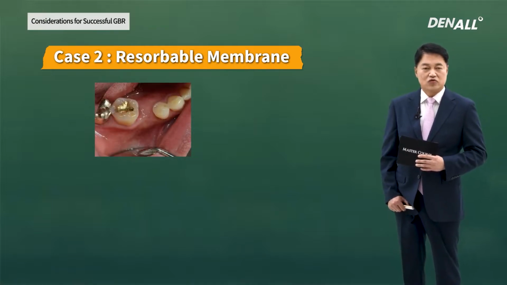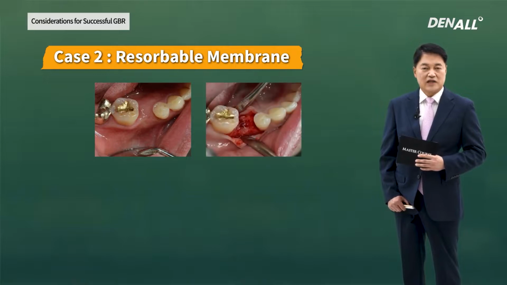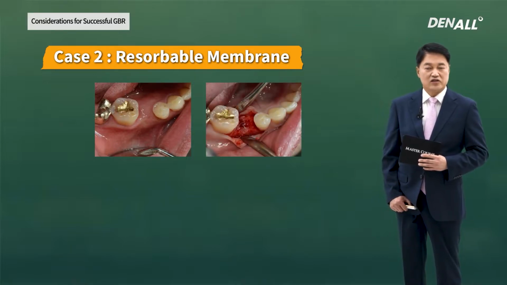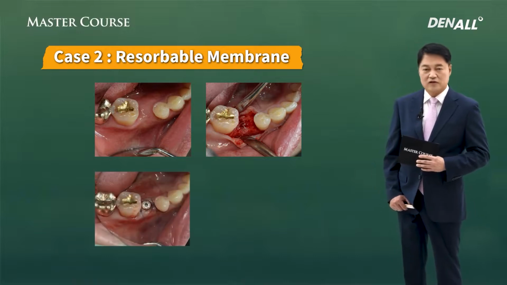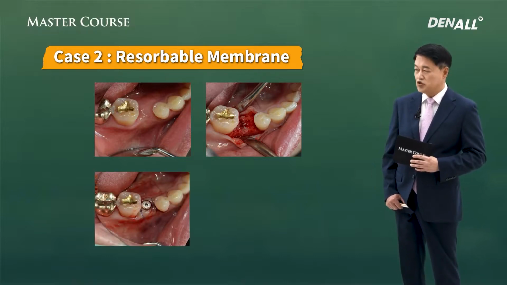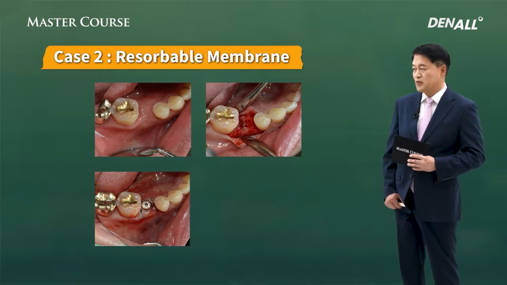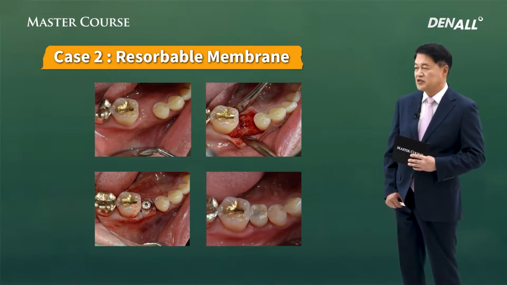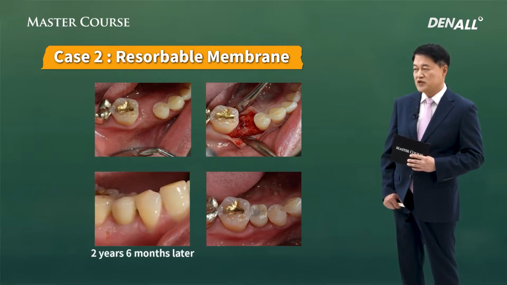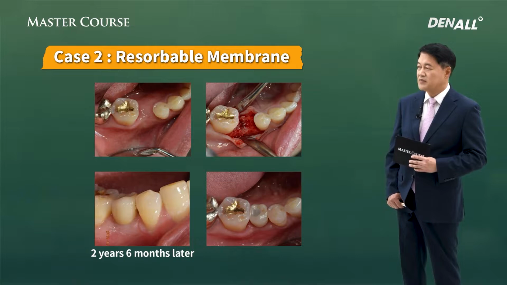Nice primary wound coverage was done. When I opened the flap for second surgery, I saw that GBR was very successful. I connected healing abutment and completed secondary surgery, and after that, I delivered prosthesis. 2 years and 6 months later, you can see that it is well maintained.